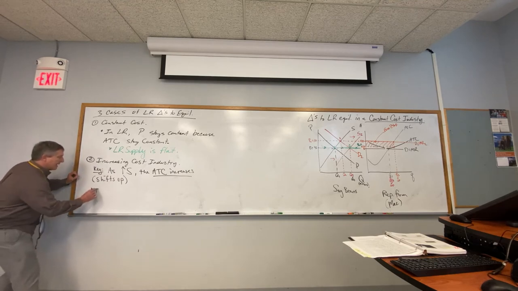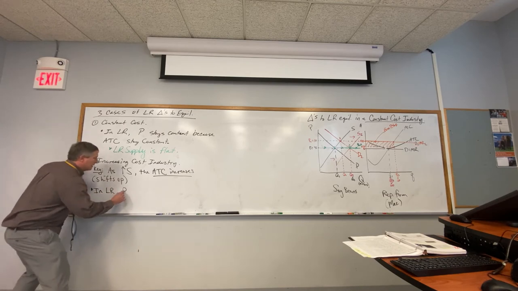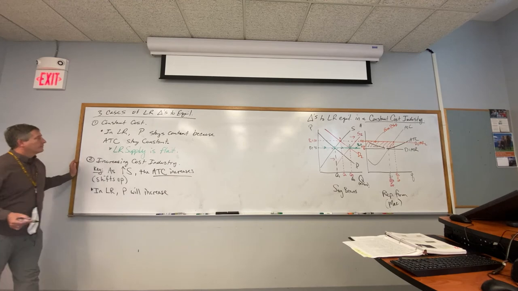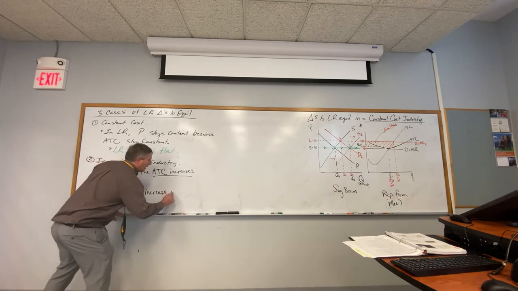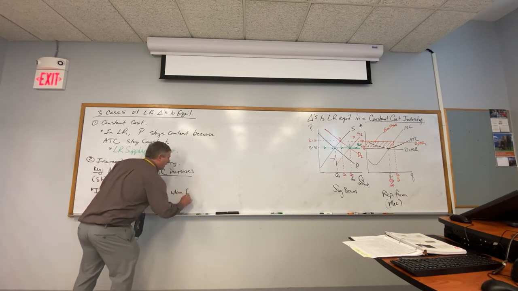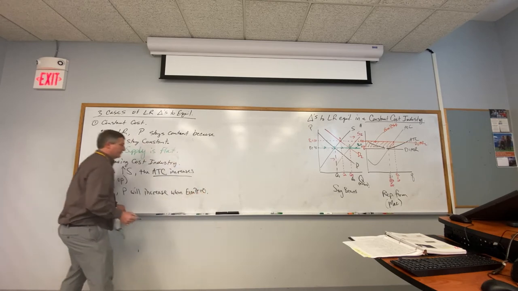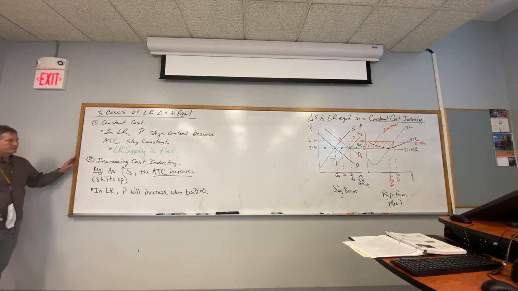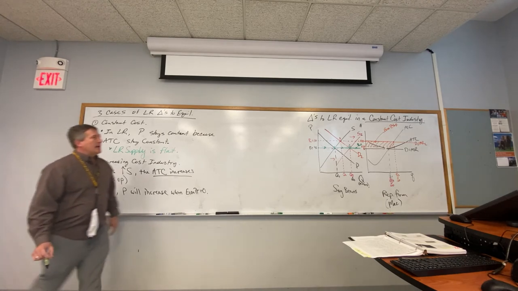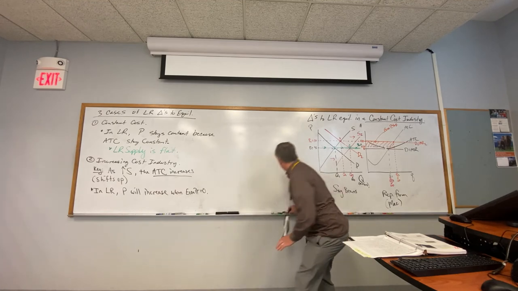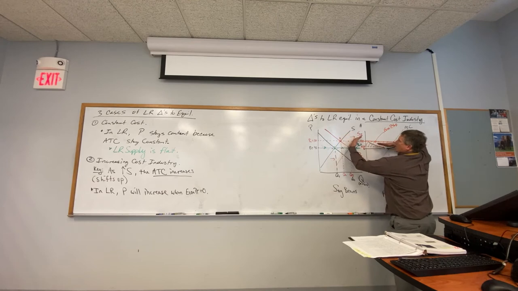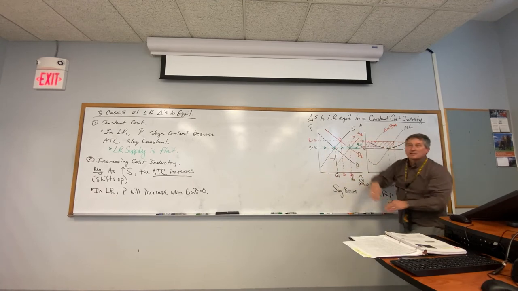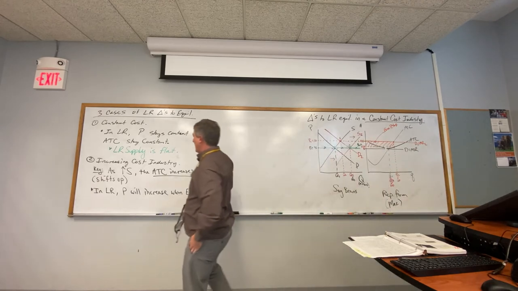And so what that means is that in the long run, price will increase when economic profits get back to 0. So in that case, graphically, this one's going up while this one's coming down, and so we're going to meet somewhere in the middle. And so our ending place is going to be somewhere over here, which is going to cause the price to be a little bit higher. Okay, questions or comments on that?